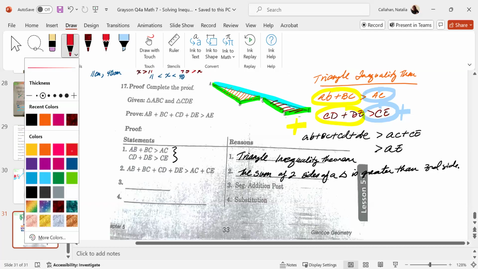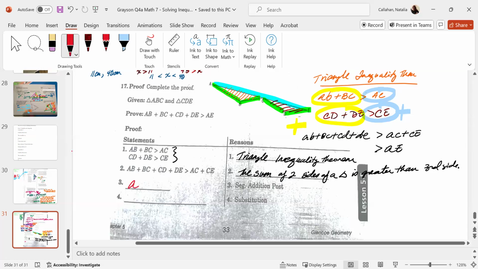If the reason is segment addition postulate, what are we adding here so far? AC plus CE equals AE. Isn't that the segment addition postulate? One segment plus a second segment equals the third segment when you add them together. Okay, so that's three.